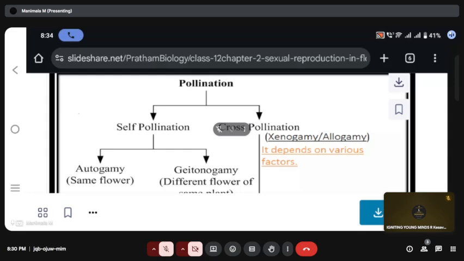In a cleistogamous flower, the anther dehisces in the flower bud and the pollen grains come in contact with the stigma and effect the pollination. Cleistogamous flowers are different from autogamous ones. There is no chance of cross pollination, and no pollinators are involved.